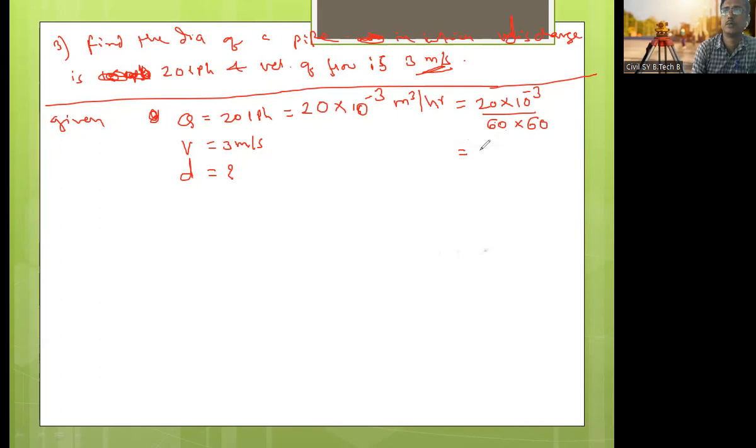Tell me the value of discharge. 3.33 into 10 to the power minus 4 meter cube per second.